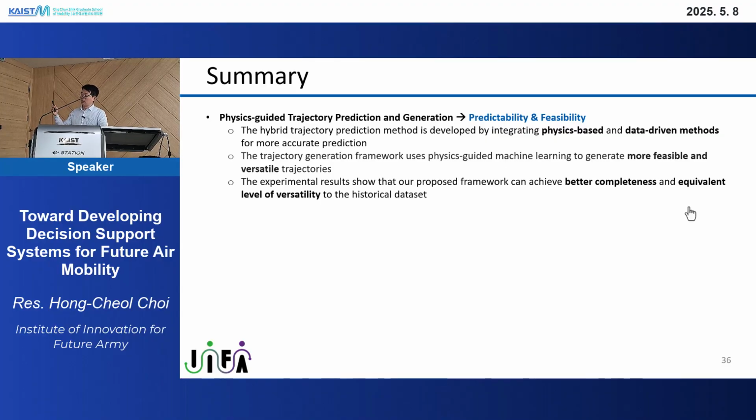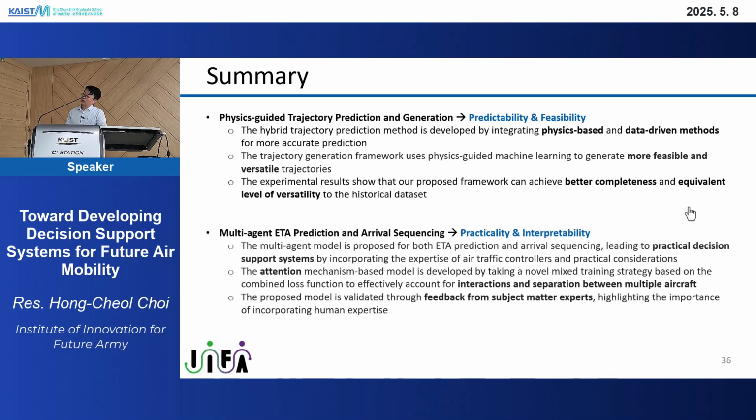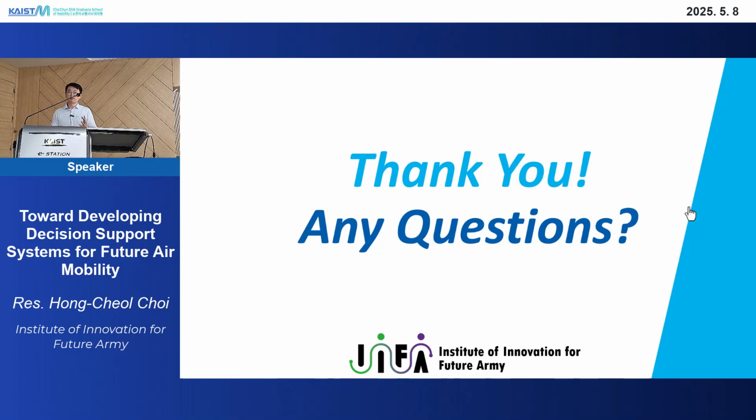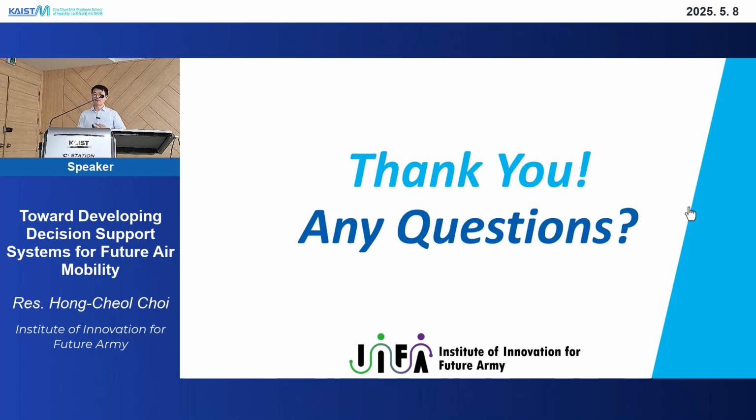In order to develop the decision support system, we first try to focus on better predictability, and also feasibility from the physics-based method. In this work, we also account for practicality, because we are in human-centric systems. Practicality is very important for air traffic control, and so is the attention mechanism. Using the attention weights, we can have better interpretability for the decision making. And yeah, this is for my presentation. If you have any questions, just feel free to ask.